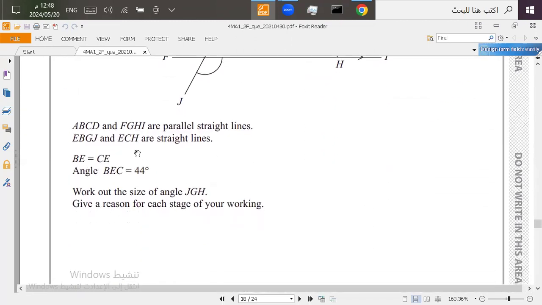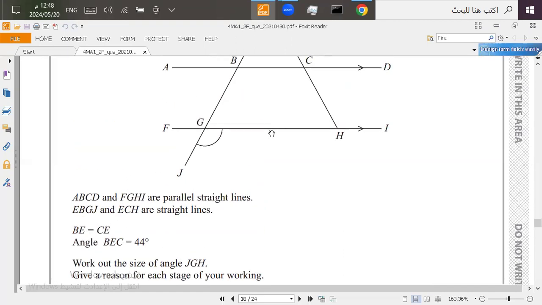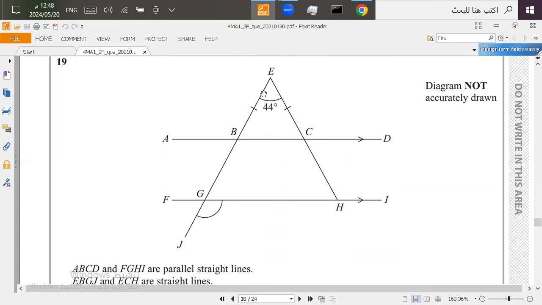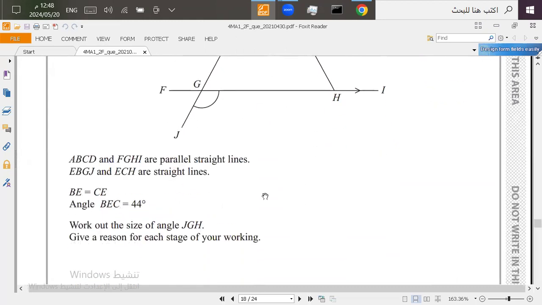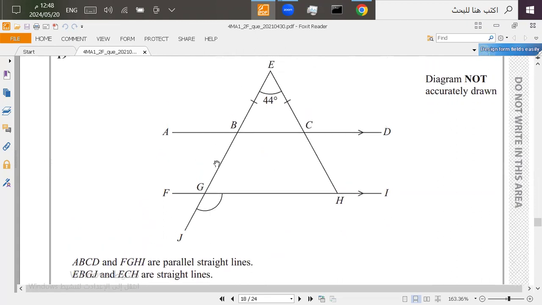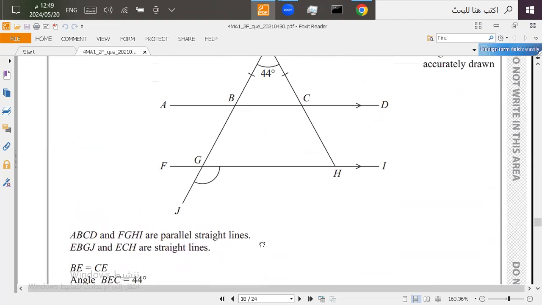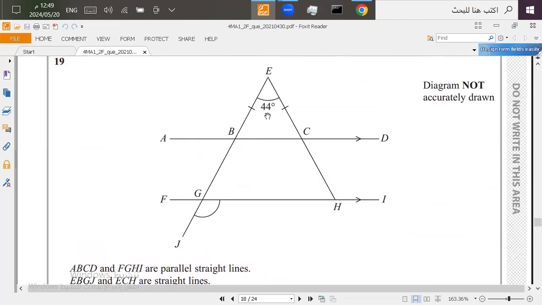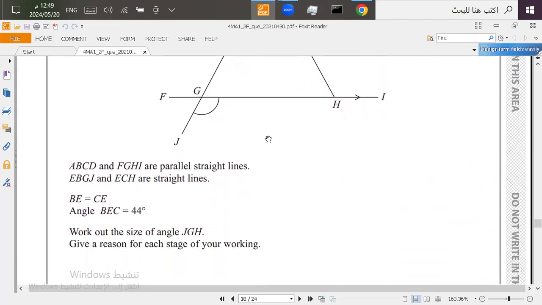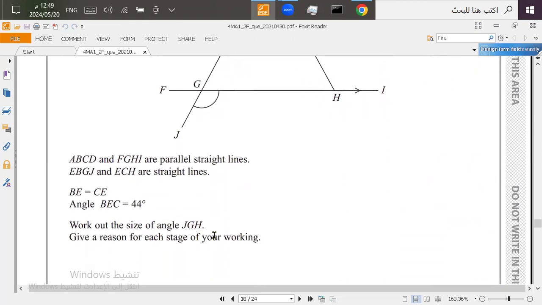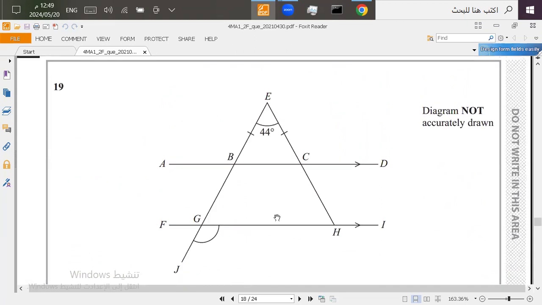So the question says ABCD and FGHI are parallel straight lines. EBGJ and ECH are straight lines. These are straight lines. These are parallel lines. BE equals CE as lines. So this is isosceles. The angle BEC is 44. So we can find these angles. The question is work out the size of angle JGH, which is this one, JGH. Give a reason for each stage of work. So each step you do, you have to give reasons.